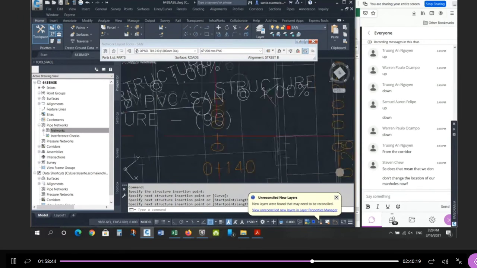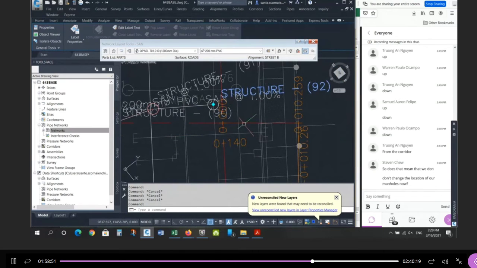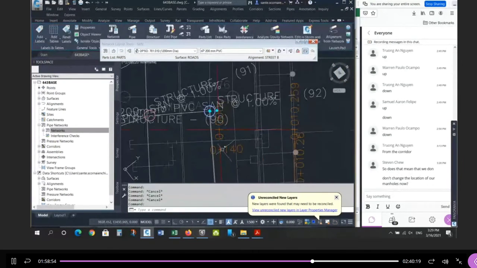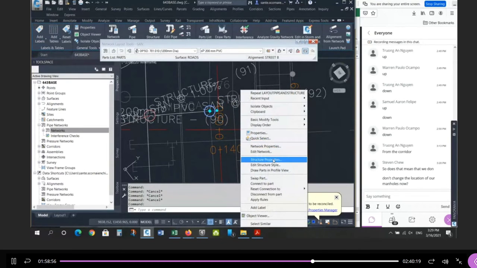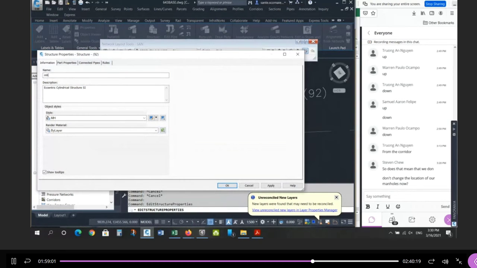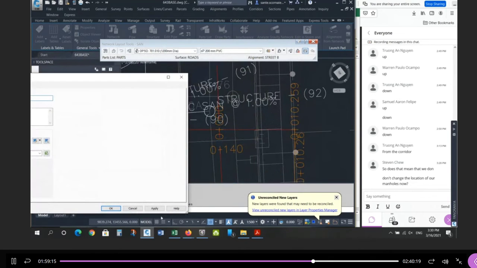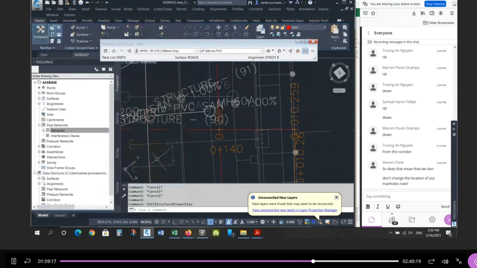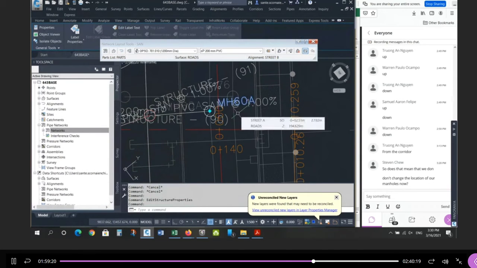So I'm going to start at the bottom, right? So this structure is actually called manhole 60A. So don't touch the label, right? This is the structure label here. I'm going to touch the structure, the actual digitized maintenance hole. Right click and go to structure properties, and this is 60A. So I'm going to call this maintenance hole 60A. Whoops, I want to do that in caps. Maintenance hole 60A. And when I say OK, watch what happens in the plan view. The label is going to change. Apply, say OK, and now the label is now manhole 60A.